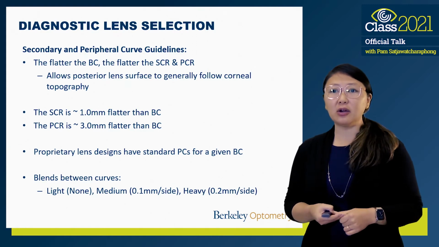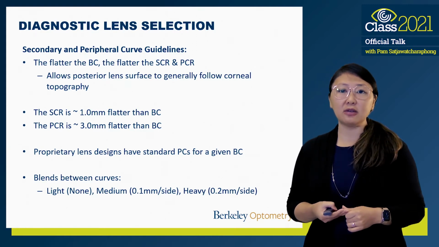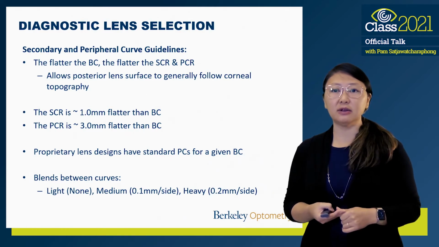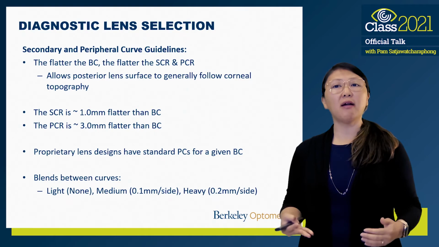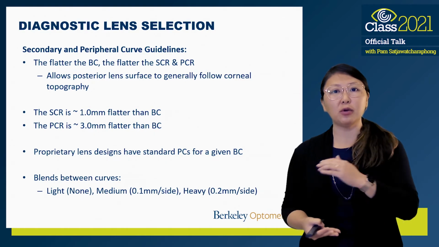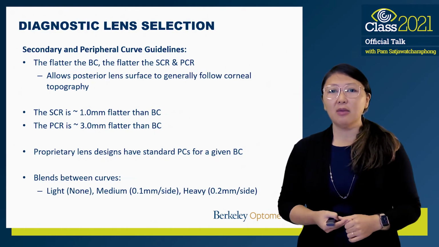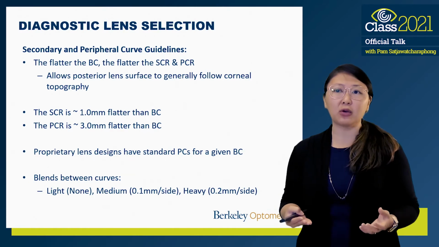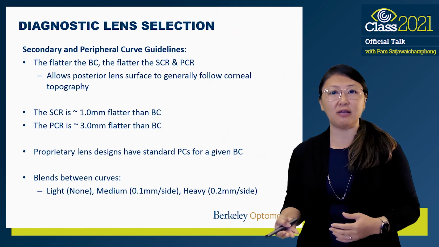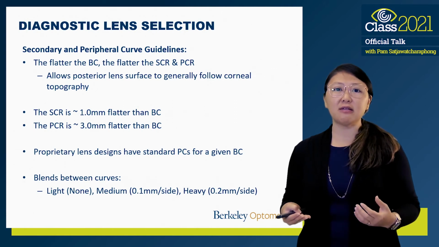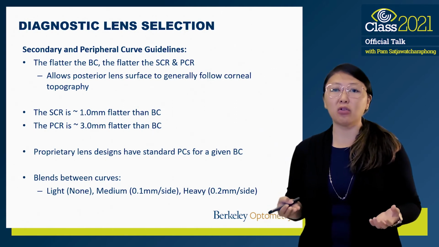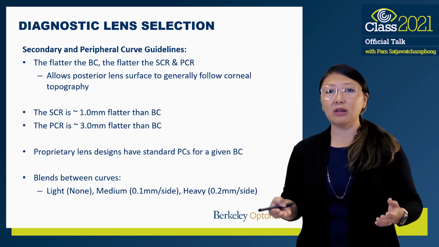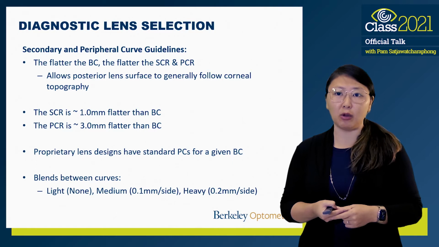Generally, the secondary curve is about 1 millimeter flatter than the base curve, and the peripheral curve is often 3 millimeters flatter than the base curve. But I will say that you're typically not selecting these options when you are putting a diagnostic lens on, because a lot of labs will have proprietary lens designs where these peripheral curves are already standard for a given base curve. And they designed this based off of the average eye will do well with these types of curvatures because cornea shape will be relatively similar in the periphery for a normal eye.